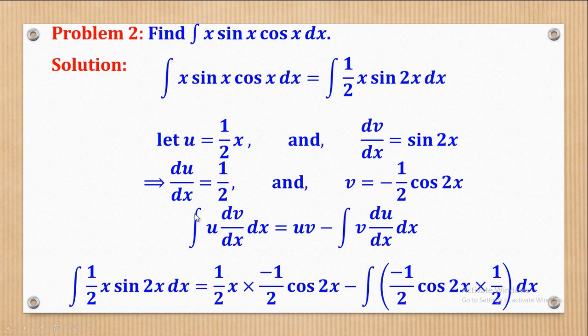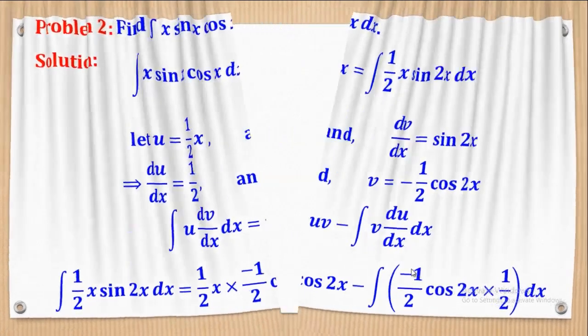So in the end, this integral of u dv/dx will be equal to the integral of 1/2 x sine 2x, which was the given integral, but it's equal to uv. So I'll have to look for u, which is 1/2 x, and v, which is negative 1/2 cos 2x, and multiply the two. So when I apply the two, I come up with this part minus the integral of v du/dx. So I'll have to look for v, which is negative 1/2 cos 2x, and du/dx, which is 1/2, and multiply the two to get this part which they want.